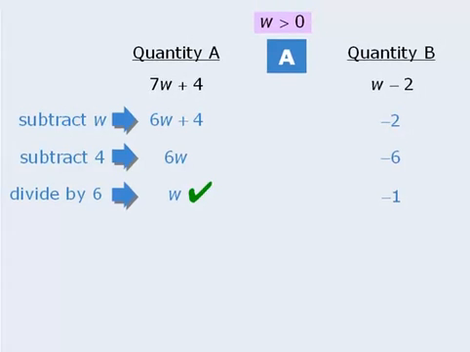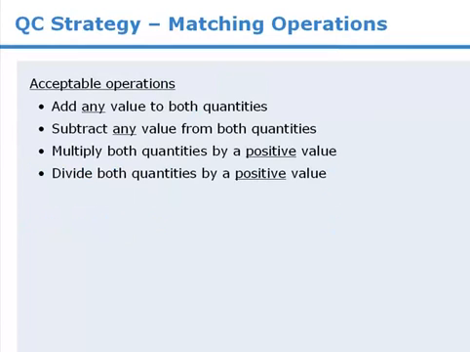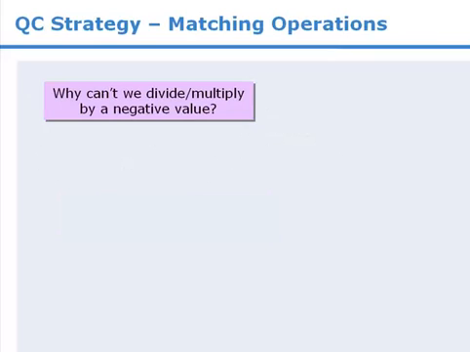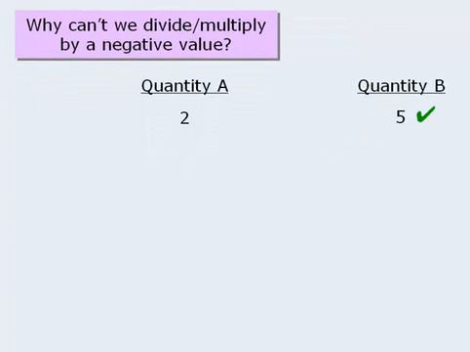As you can see, we were able to solve this question by performing a combination of these acceptable operations on both quantities. Now, when it comes to acceptable operations, you may be wondering why we can't divide or multiply both quantities by a negative value. To answer this question, let's examine a very rudimentary question. Now, of course, it's obvious here that quantity B is greater than quantity A. However, notice what happens when we perform any of the acceptable operations on each quantity. For example, if we add 8 to both quantities, we get these results. And as you can see, quantity B is still greater than quantity A.